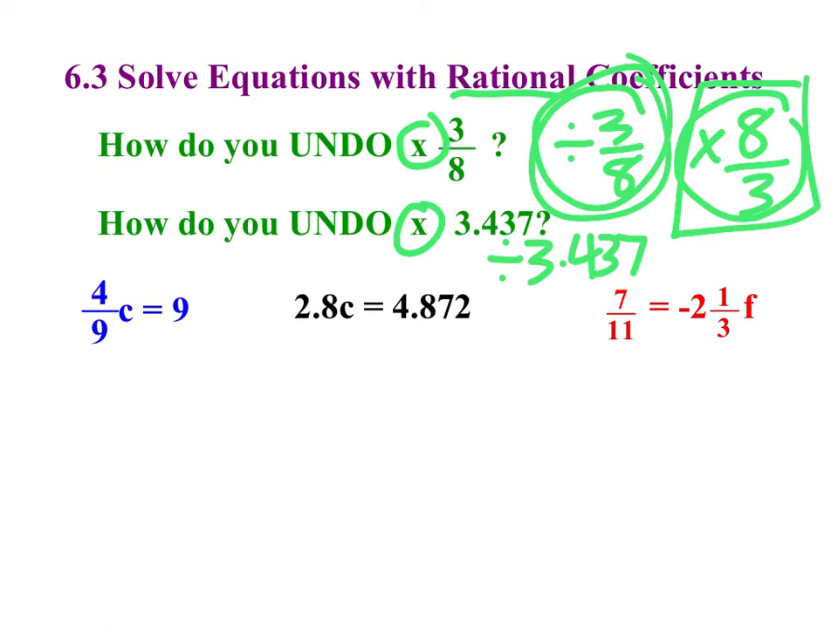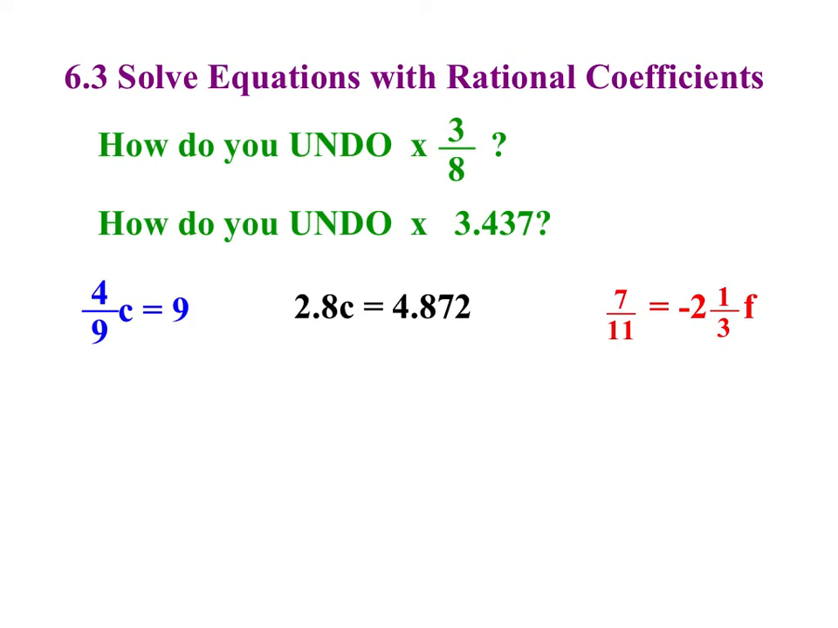So if you had a -2 as a coefficient, you would say, well, if -2 times k equals 7, then I just need to divide by -2. Divide by -2. Doesn't matter that it's a decimal or a fraction, you do the exact same thing. So let's practice that a little bit.